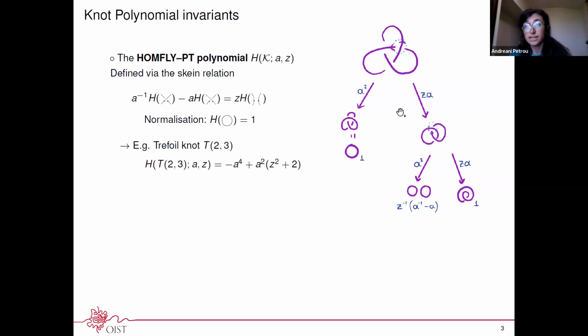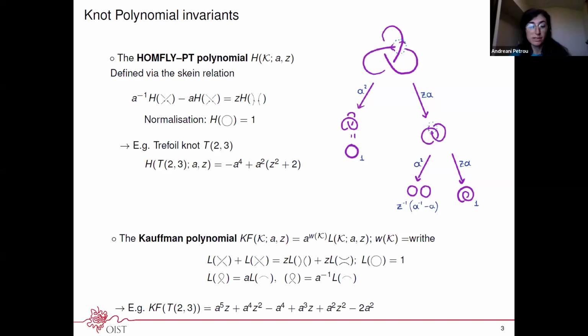And then on the other side, we get a factor z times a when we connect these two strands together. So this gives us this link, and we can keep doing this until we get to unknots with value 1, and summing everything up gives us this HOMFLY polynomial for the trefoil knot.